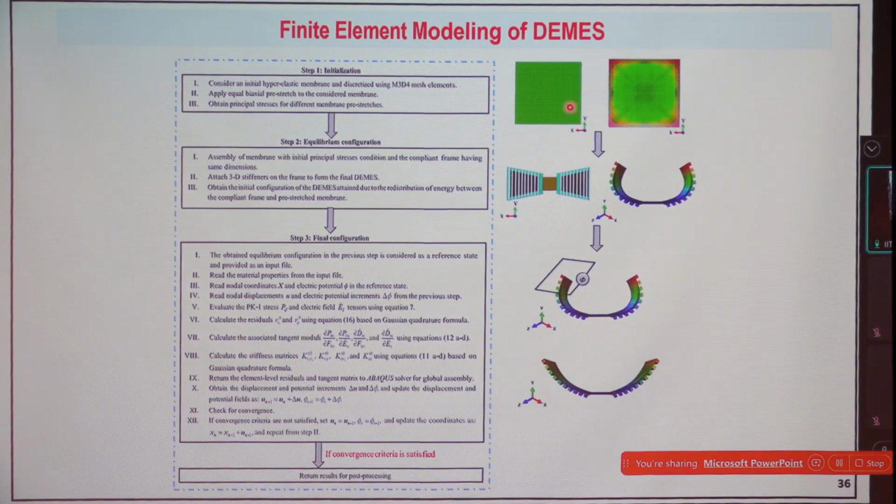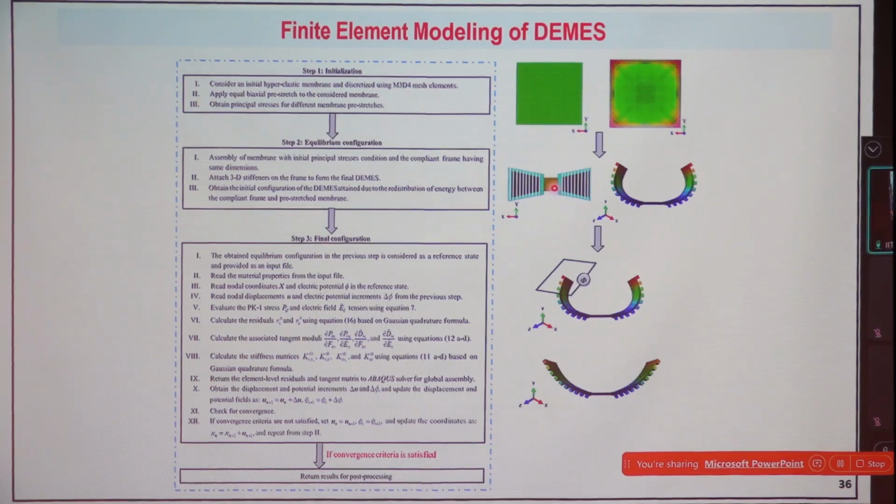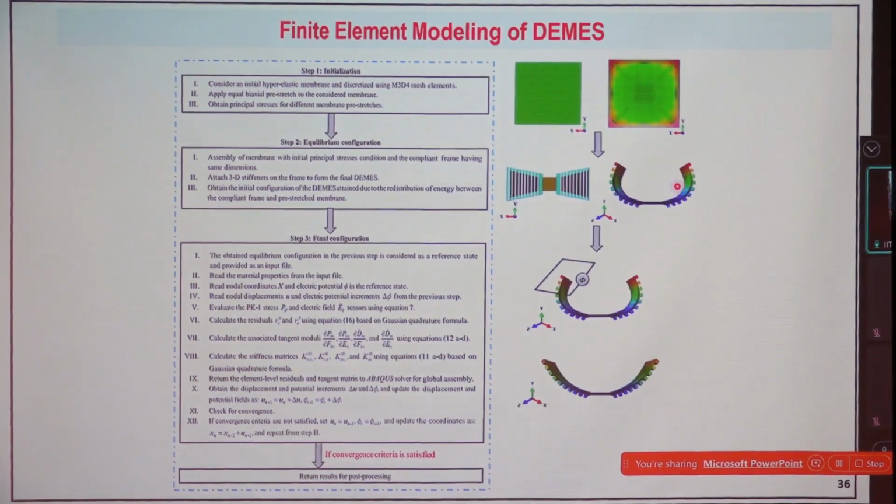Initially, one simulation provides the pre-stretch and obtains the principal stresses. That principal stress you provide to the membrane, and then obtain the initial configuration without voltage. On that obtained initial configuration, apply the voltage to the particular active area. So what is happening when you apply it? It will flip like this. That is the basic methodology needed to carry out a complete electromechanical response of a dielectric elastomer based minimum energy structure.